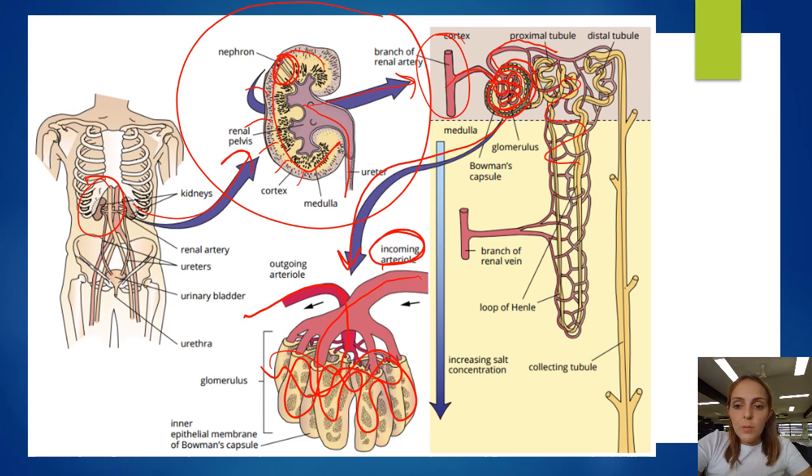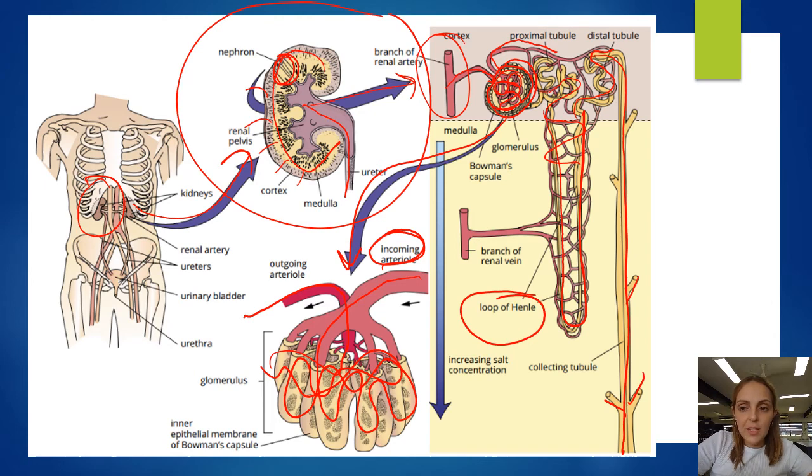Now the tubule continues, and the lower part down here is called the loop of Henle. And we're going to have a look at that as well in a minute. At the end, we have the distal tubule, and distal tubule means the tubule that's further away. The very last step is this collecting tubule, which is where all the waste is going to be collected. So we'll have a look at that now.